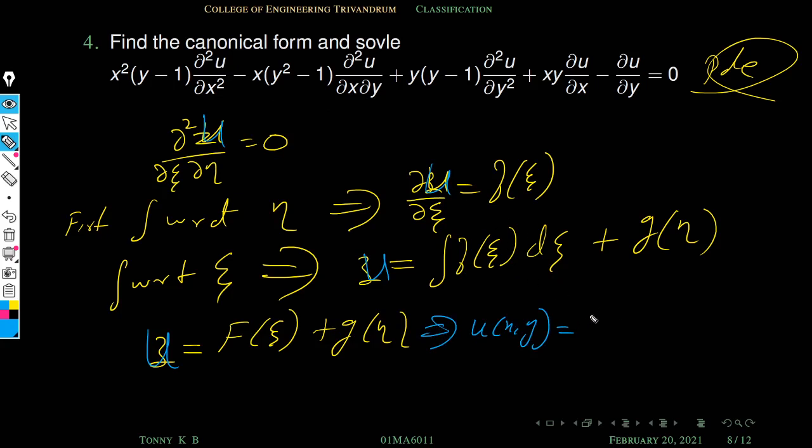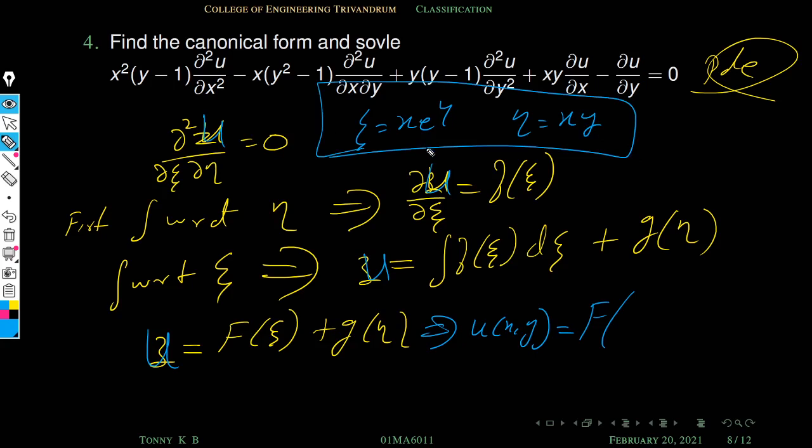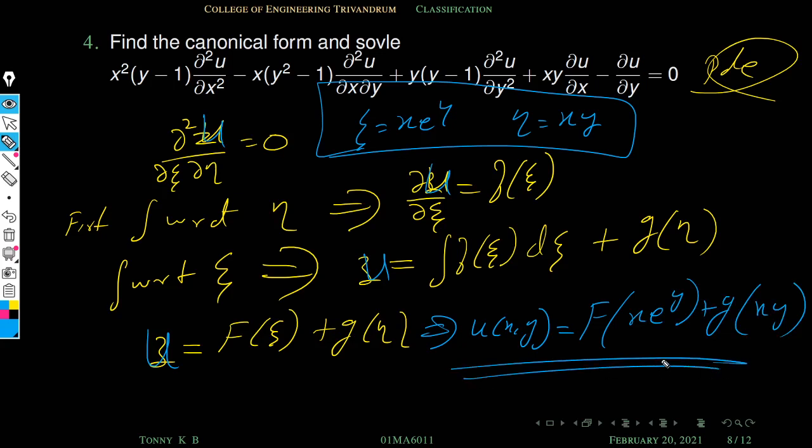Uxy is equal to an arbitrary function of psi. What is psi? Psi is, I think, x e raised to y. What about eta? Eta is xy. So uxy is an arbitrary function of x e raised to y plus another arbitrary function of xy. This is the final solution. So this is the solution of this complicated PDE.